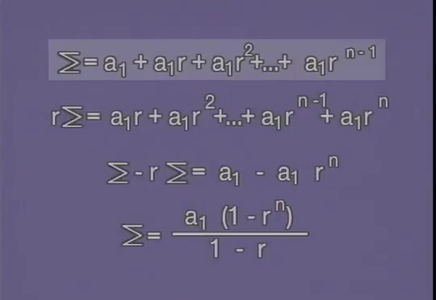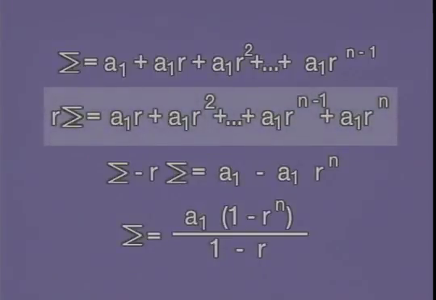That is the first n terms that we're adding up. We then, and here's the tricky part, take that same sum and multiply it by R. We multiply each term by R. I mean, both sides of the equation are multiplied by R. And we get A1R plus A1R squared plus A1R cubed, dot, dot, dot. The last term, of course, would be A1R to the nth.